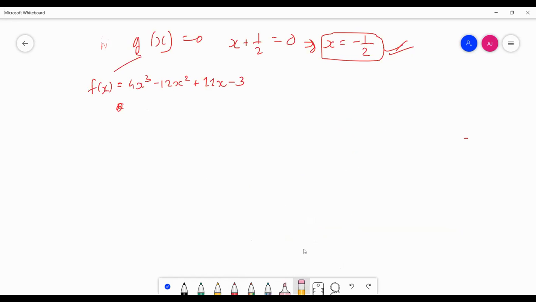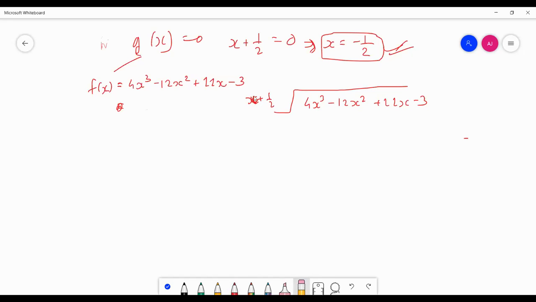What is the long-cut method? We will divide f(x) by g(x) properly. Okay, so let us try that and check whether our answer was correct or not. Okay, so it will become 4x cube minus 12x square plus 11x minus 3. It is divided by x plus 1 upon 2.